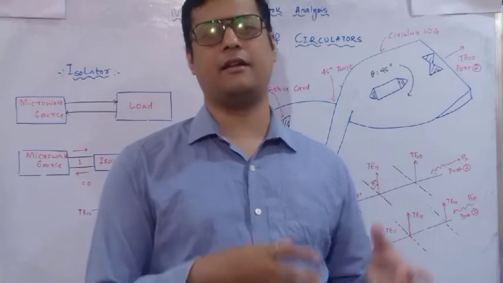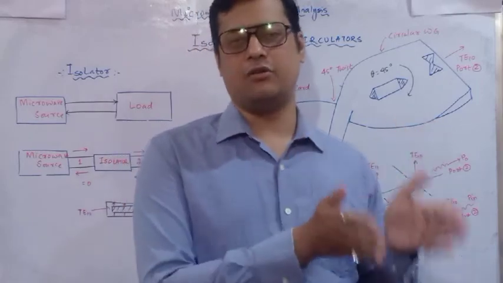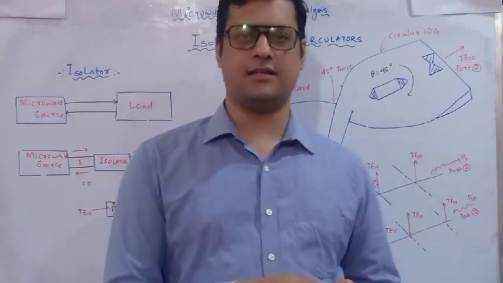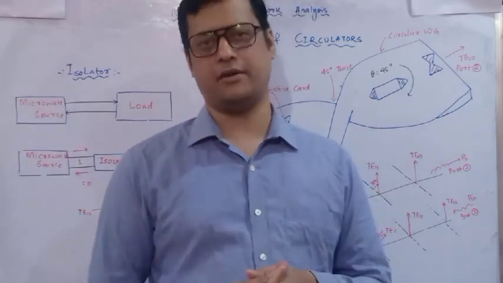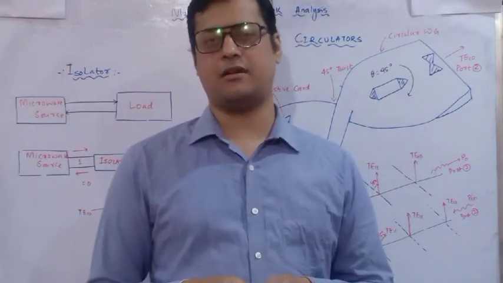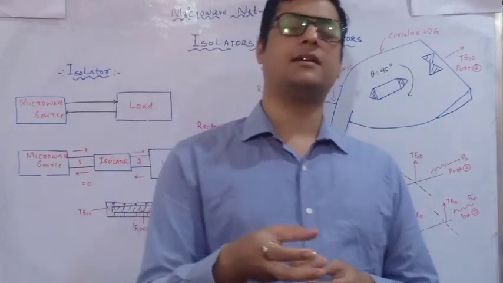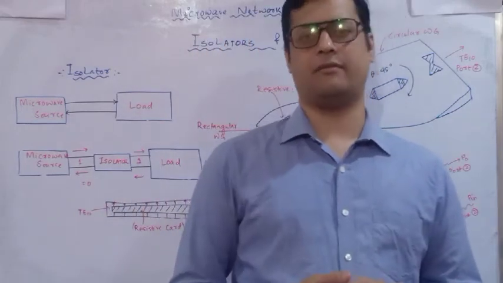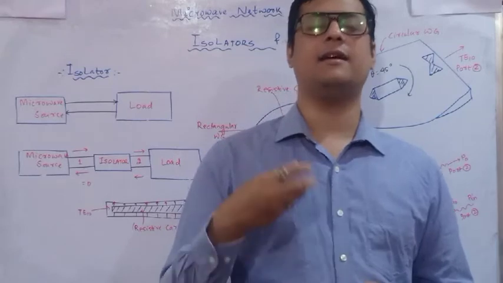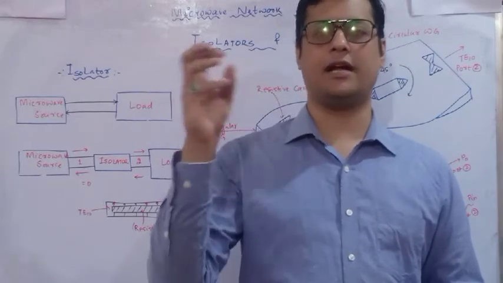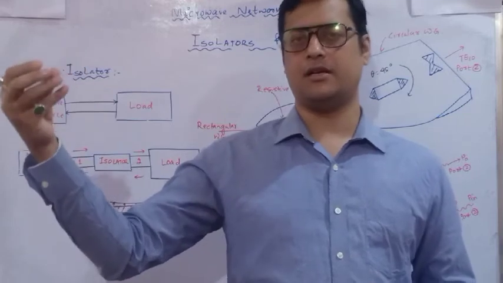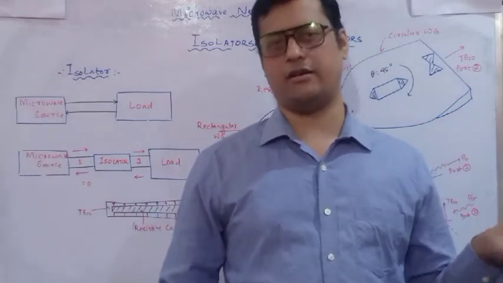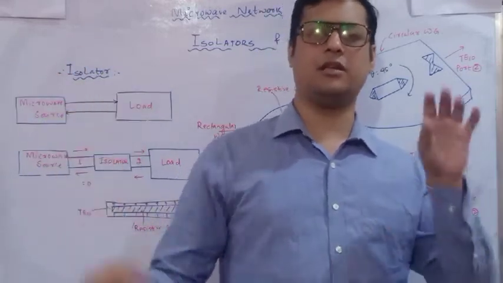It will generate a reflected wave at the load end due to the mismatch condition, and that reflected wave will hamper our transmitted wave. If it is hampering our transmitted wave, that means there is a loss of information. That means it will act as an attenuation. It will contribute attenuation to the transmitted signal that we want to deliver from the transmitter end to the receiver end, or you can say from the microwave source to the load end.